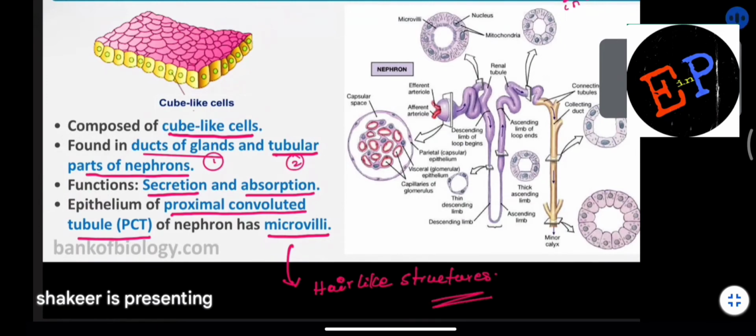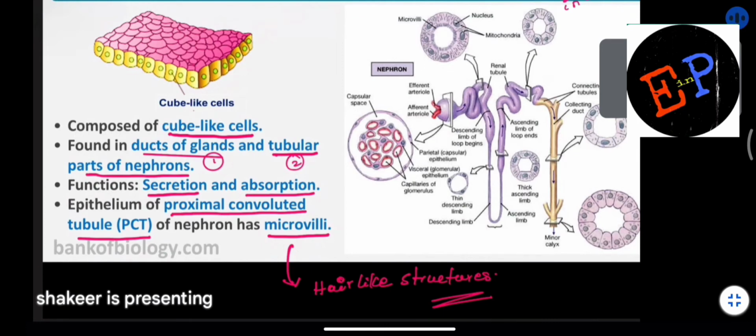So where do you find these microvilli? Microvilli you will find in nephrons, and in nephrons you will find them in the PCT. What is meant by PCT? PCT is called the proximal convoluted tubule. In nephrons you will find a region which is called Bowman's capsule. So above this Bowman's capsule you can find this PCT. In the study of nephrons, you will study all of this. Are you able to understand?